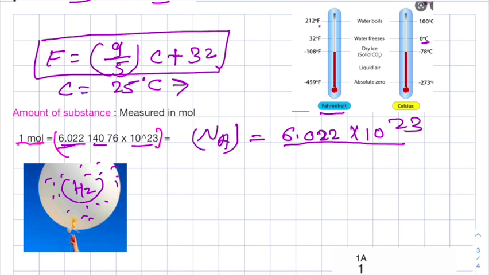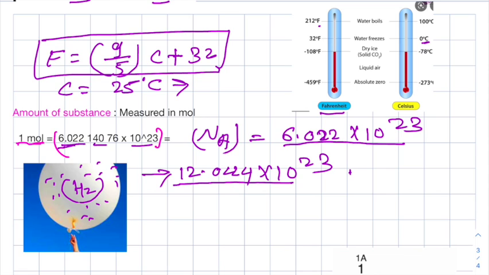If you have 12.044 times 10 to the power 23 hydrogen molecules, how can you say how many moles are in this hydrogen? This is just double this one, right? So this is going to be 2 moles of hydrogen.